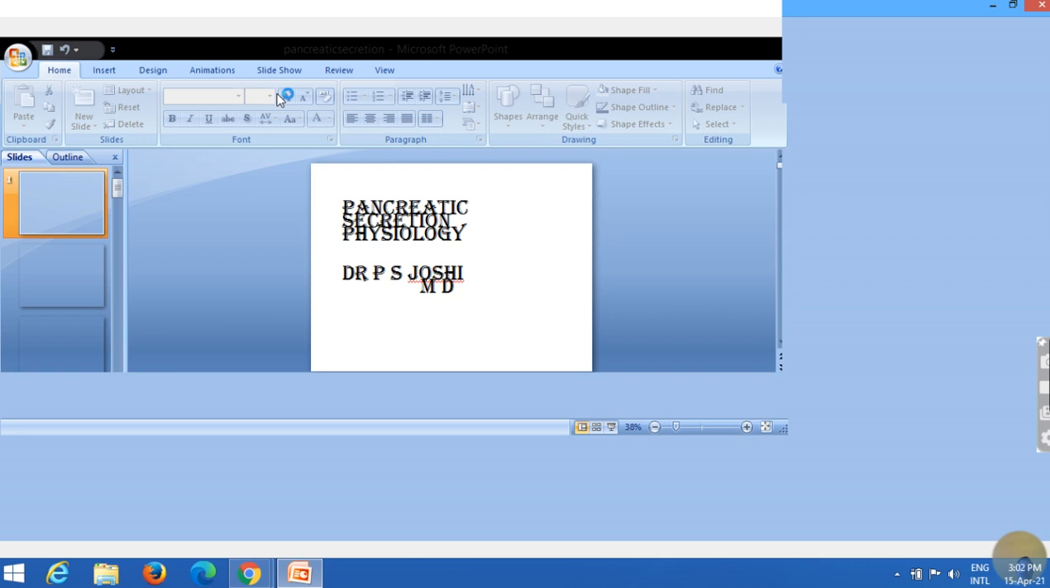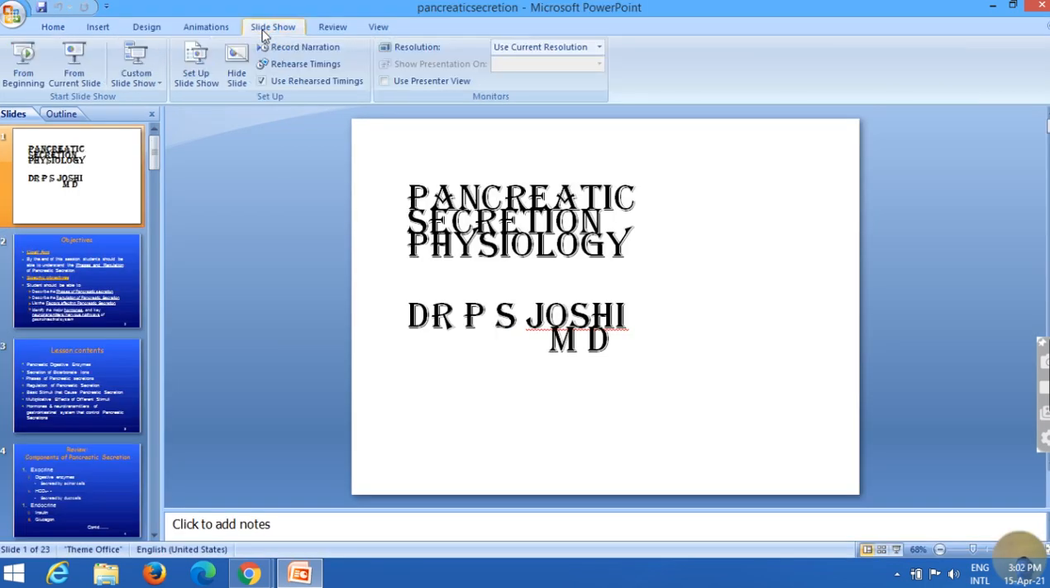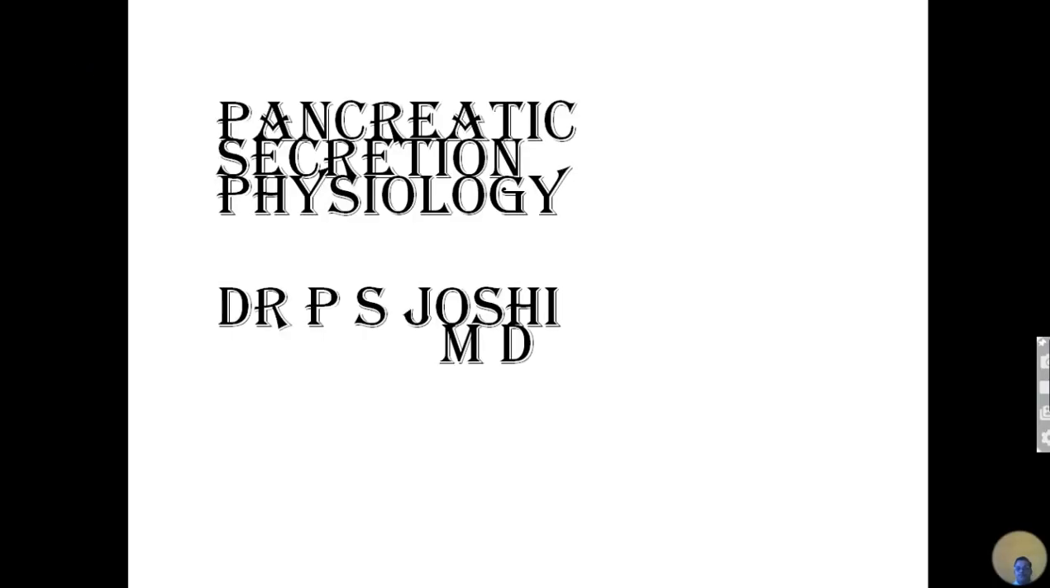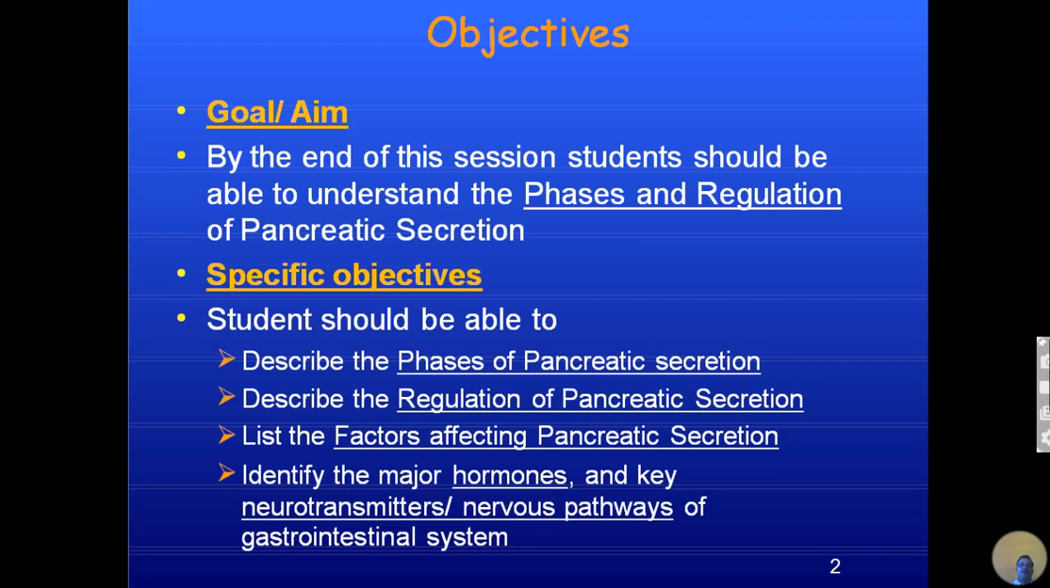Pancreatic secretion. This is also a most important topic. Can you visualize my screen? Hello, no one is giving the response. Can you visualize my screen? Hello students. At least say yes. Okay, thank you. Just to see whether you are visualizing my screen or not. Otherwise, I will continue, and afterwards you will say, sir, your screen is not visualized. Then problem. Okay.